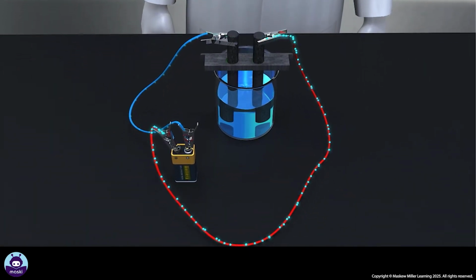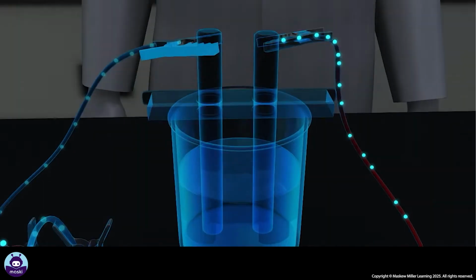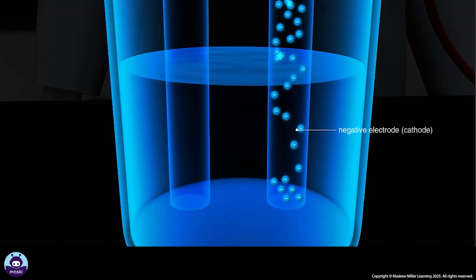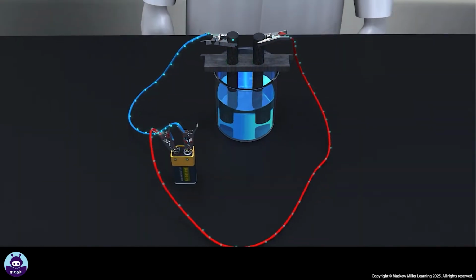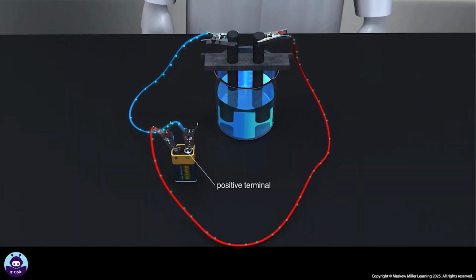When the circuit is closed, electrons flow from the negative terminal of the battery to the graphite rod that is connected to it. There is an excess of electrons at this rod, called the negative electrode or cathode. From the other rod, electrons flow towards the positive terminal of the battery. There is a shortage of electrons at this rod, called the positive electrode or anode.